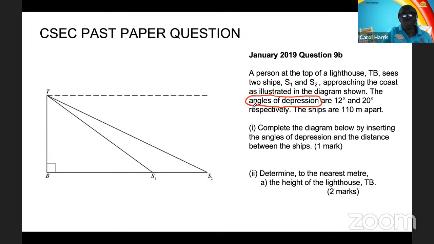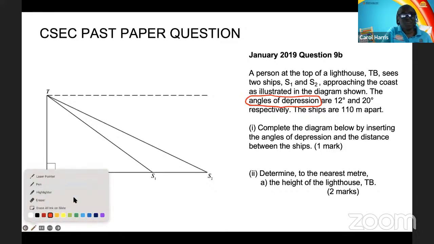Yes, Danny, exactly. Versus ship 1, you're tilting a bit more, so that means that ship 1 would be the 20 degrees. Okay. And where should I put my 20 degrees based on the question? Should I put it at the S1 or up near the T? Where would I put in that angle of depression?